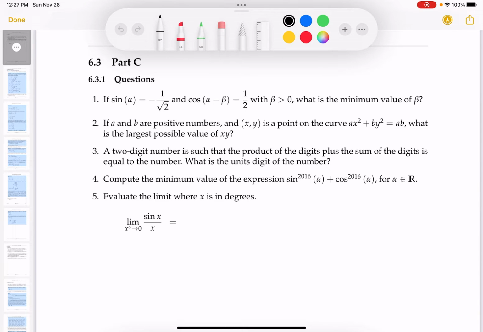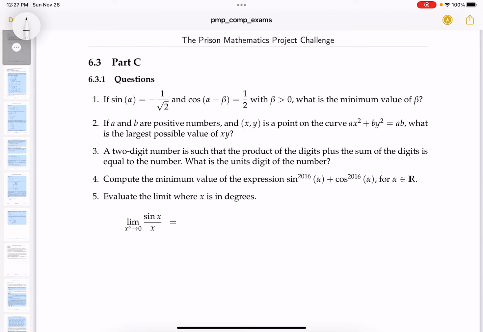Okay, so I'm looking at the problem set and wondering what might be the easiest problem to do. Just kind of looking through it. The first function, trigonometric, second function, some type of conic section problem. 3 is a 2-digit number. I'm going to go for number 3.